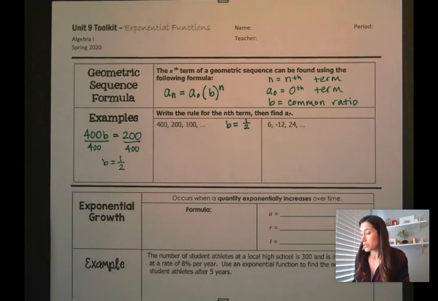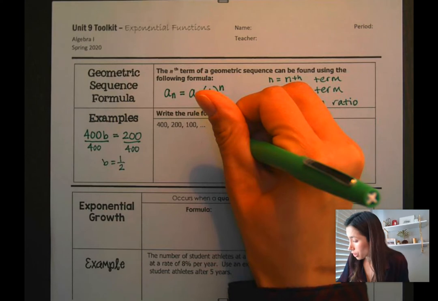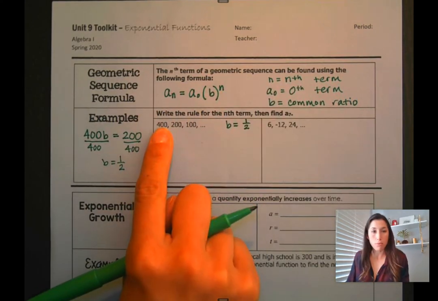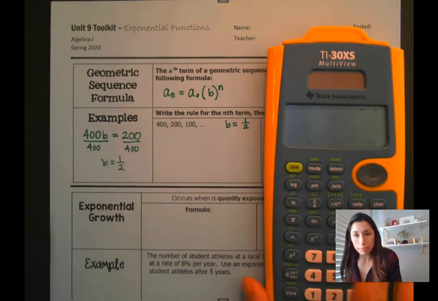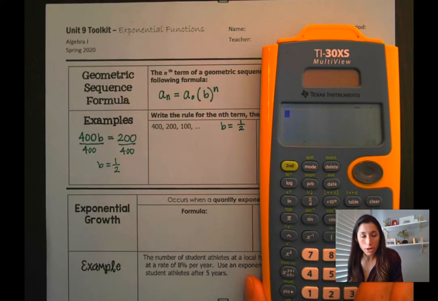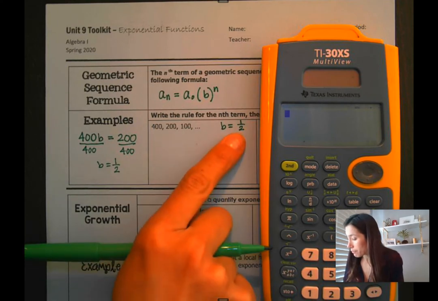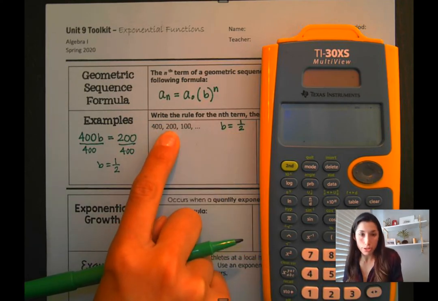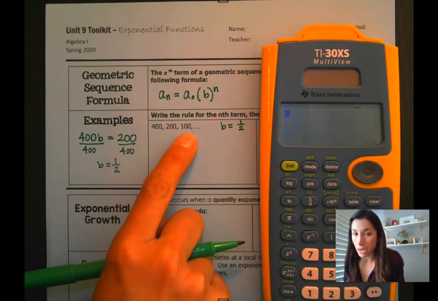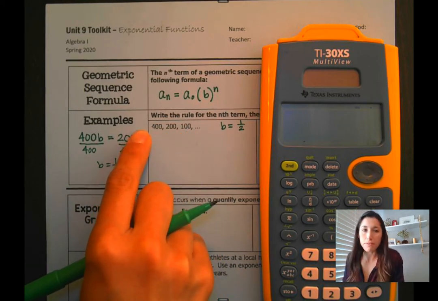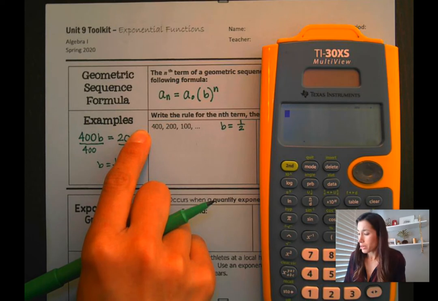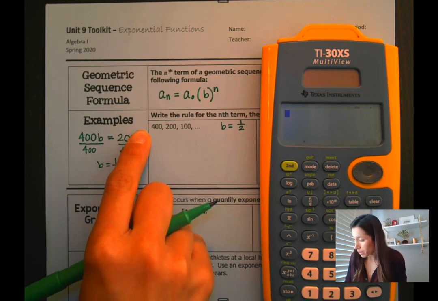Okay, so then we now need to look at, well, what is our 0th term, the number that comes before 400 in this list? We can take our calculator here. So we know 400 multiplied with 1/2 is going to be 200. 200 multiplied with 1/2 is going to be 100. But if we're going in the opposite direction, we have to divide by that value. So we're going to take 400 and divide it by 1/2.